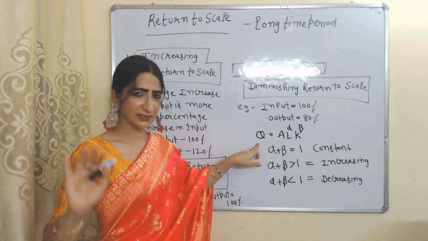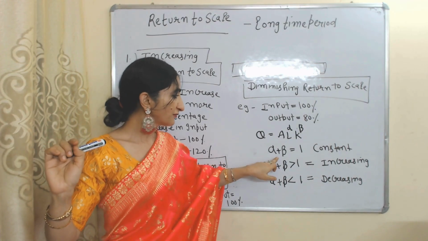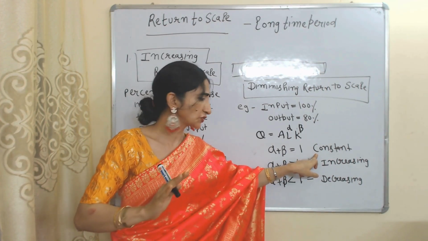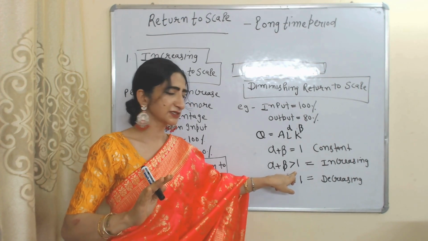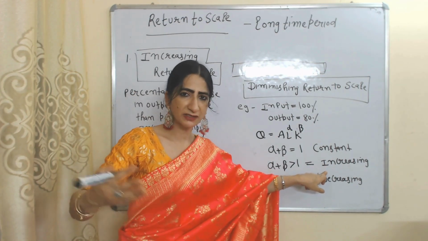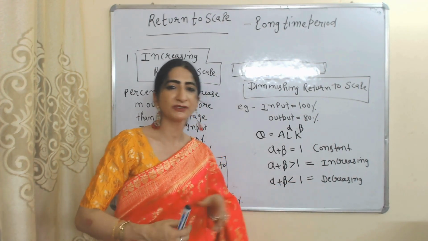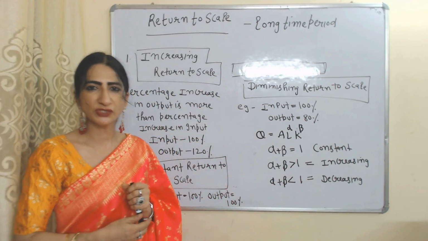As we earlier discussed in the Cobb-Douglas production function, if alpha plus beta is equal to 1, that means we are receiving constant return to scale. If alpha plus beta is more than 1, that means we are receiving increasing return to scale. If alpha plus beta is less than 1, that means we are receiving decreasing return to scale.